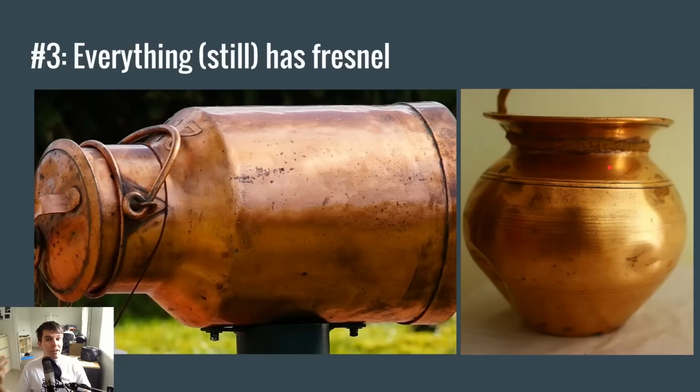Number 3, everything still has Fresnel. So you might remember in the first dielectric part 1 video I mentioned, I kept repeating, everything has Fresnel, everything has Fresnel. Metal is no exception. It still has Fresnel. Now, when I first heard of this, I thought, well, that's weird, because metal is already 100% reflective. So Fresnel is just reflection. So what difference would it make if you've got reflection on reflection?